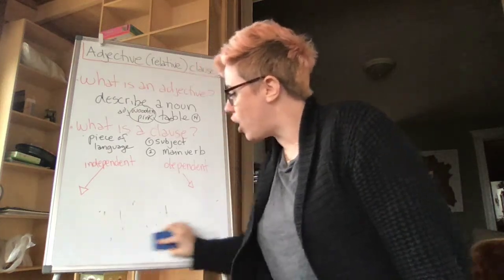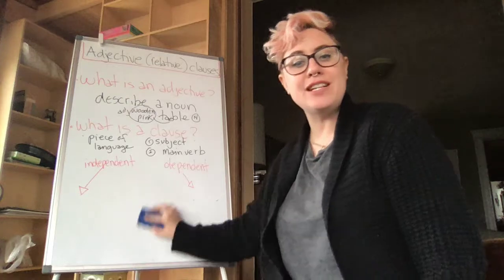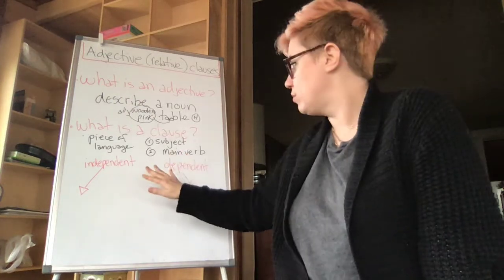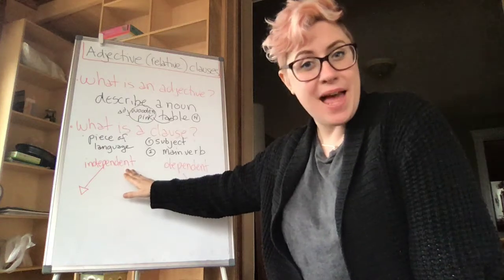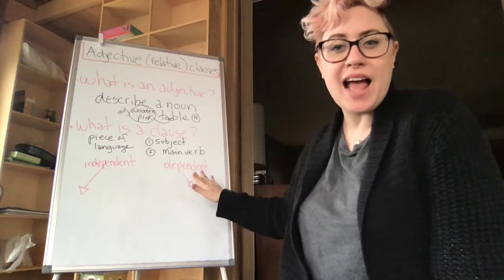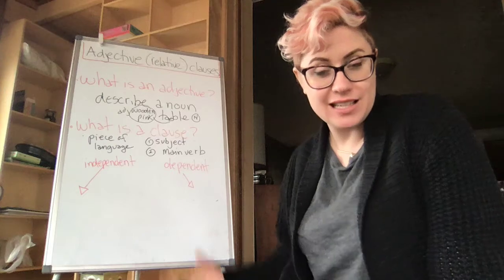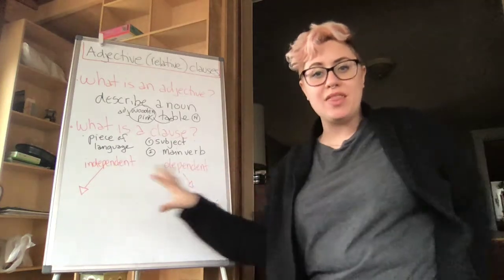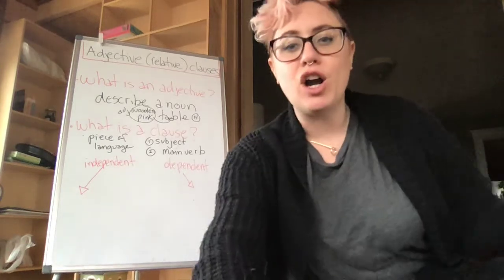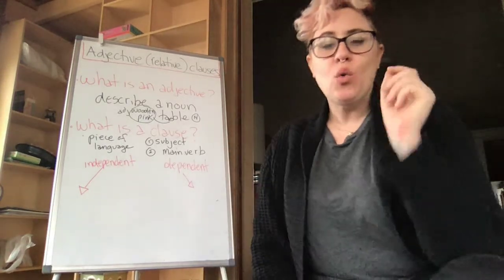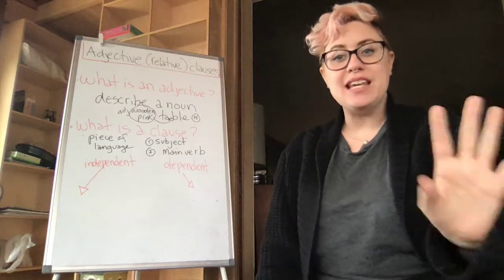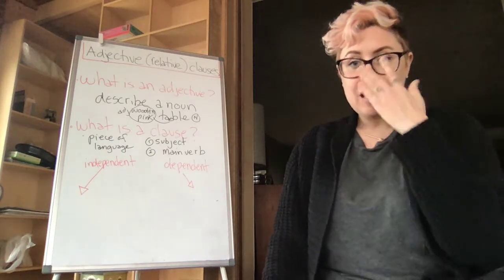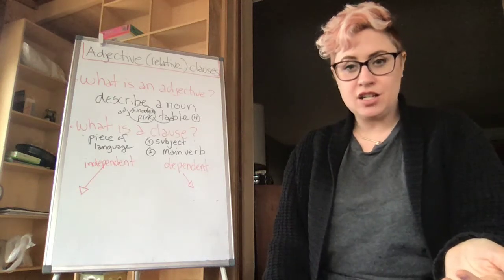So there are two different styles of clauses. We have independent clauses and we have dependent clauses. Now, before we talk about what this means in grammar, I would like to talk about what the adjectives independent and dependent mean when we are talking about people. I think it's easier to understand.